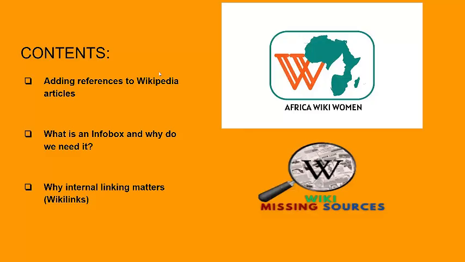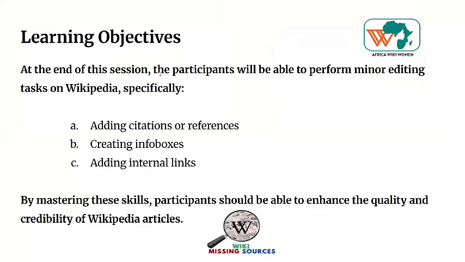So first off, we're going to be looking at adding references to Wikipedia articles. Then we'll also look at what an info box is and why we need it. And lastly, on this call, we'll be telling ourselves why internal linking matters. We call them wiki links. So wiki links, interwiki links, internal linking, everything means the same thing. So yes, that's what we're going to be covering today.